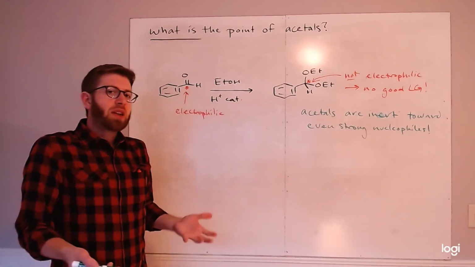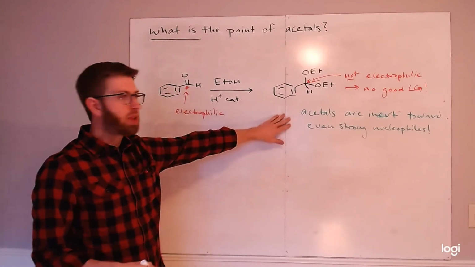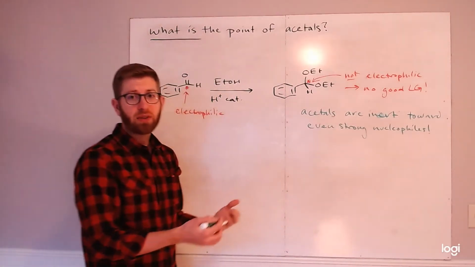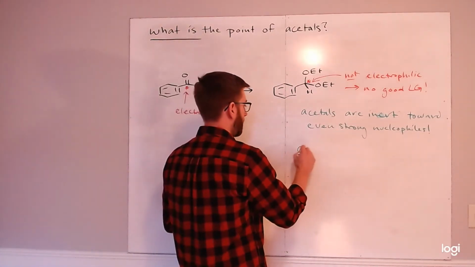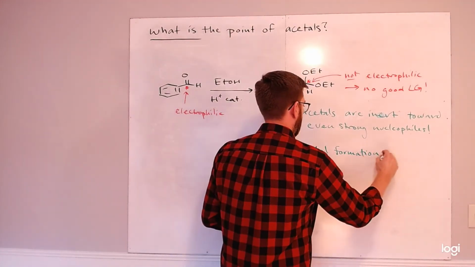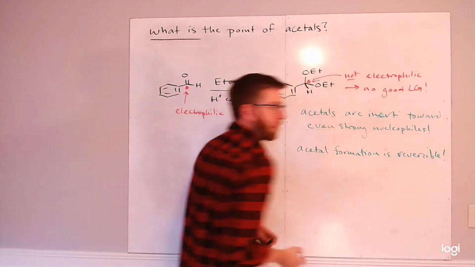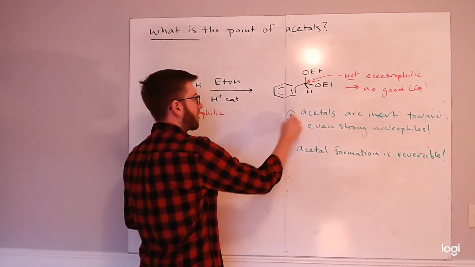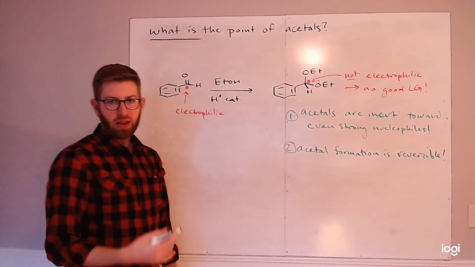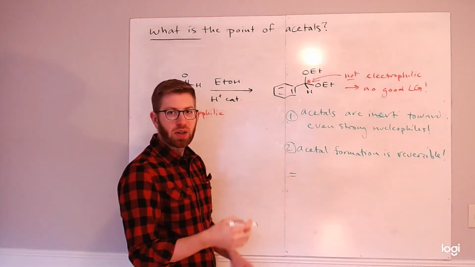But that's actually not that helpful unless I can reveal the original functional group again, right? So it's true that acetals are inert toward even strong nucleophiles, but it's also true that acetal formation is reversible. Both of those things, so this criteria that they're not reactive with nucleophiles and that you can reversibly make them, means that we can treat acetals as what we're going to call protecting groups.